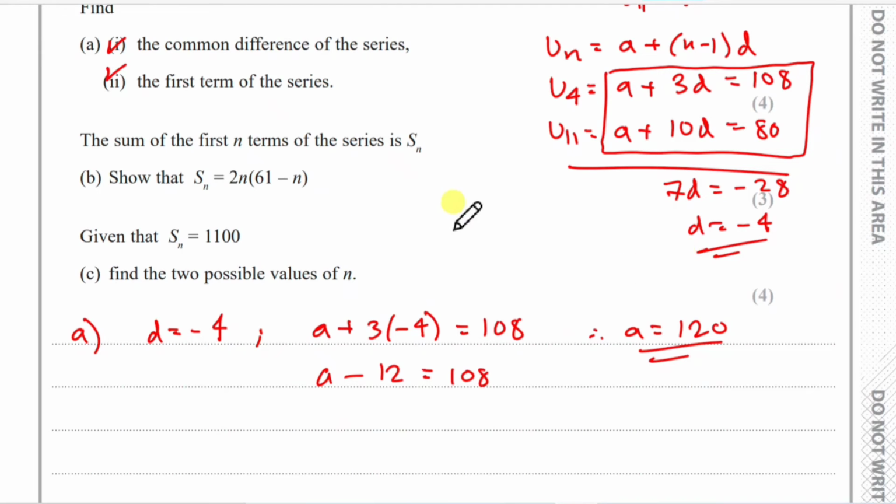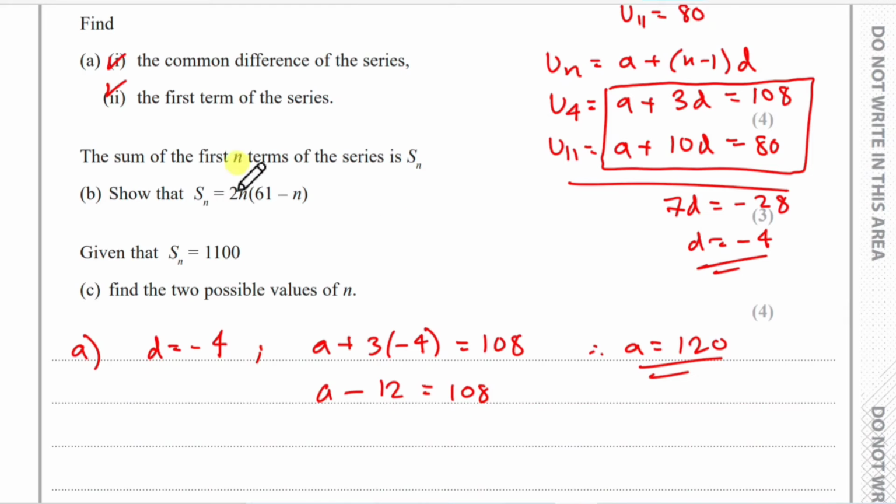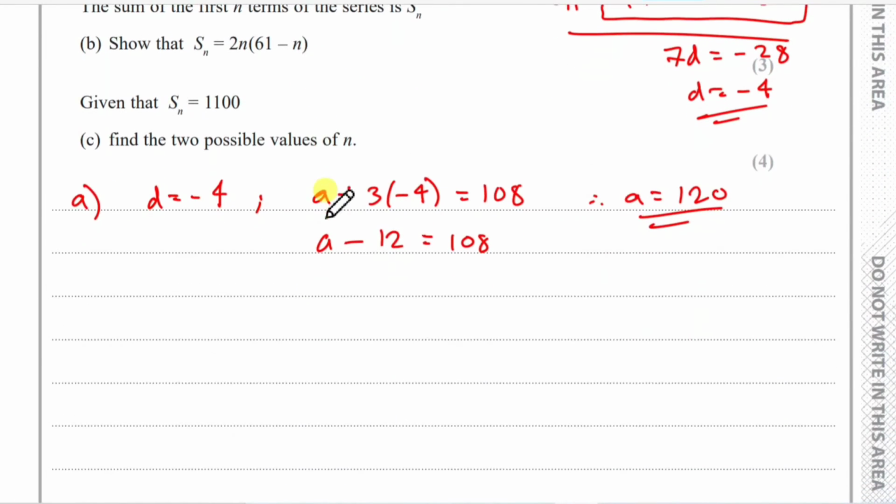Now next one, the sum of the first n terms is Sn. Show that Sn equals 2n times 61 minus n. So first things first, we need to write the general formula for Sn, yeah? So the sum of the first n terms looks like this. It's always n over 2, big bracket, 2a plus n minus 1 times d.